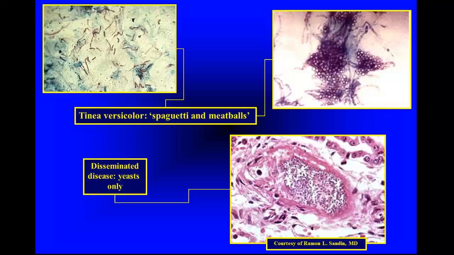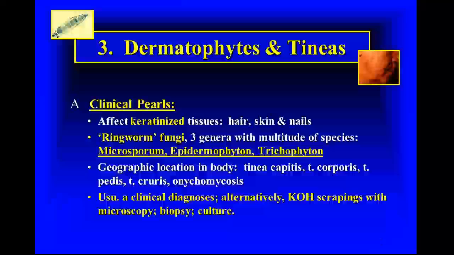Those are your spaghettis and your meatballs. And those we will see in a scraping of tinea versicolor. But in disseminated disease, like this baby, all you'll see is your little yeast, and that's it.